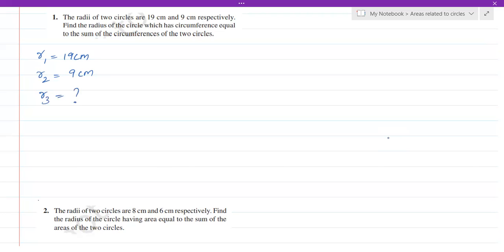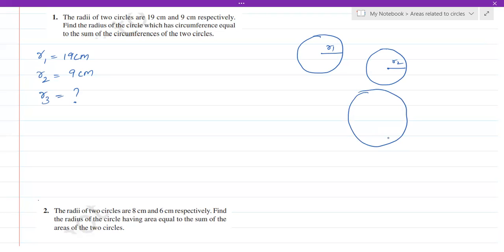R3 should be found. So find the radius of the circle which has circumference equal to the sum of circumference of two circles. Let me pictorially represent it. Let's say there is a circle of radius R1, that is 19 centimeter, and another circle whose radius is R2. Now we have to find the radius of another circle. Let's say the radius is R3.